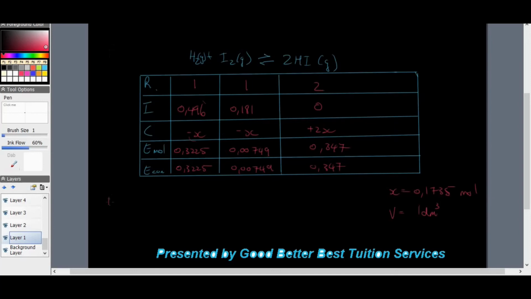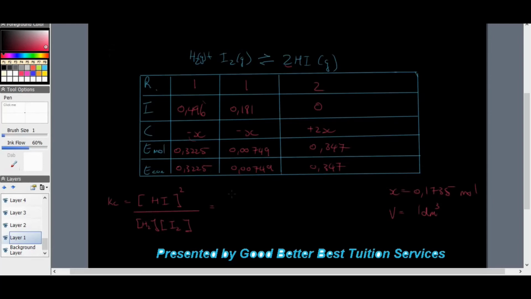Now we can calculate our Kc, which is equal to the concentration of the products. Because of the 2 that's present here, it's going to be squared. Because these two reactants have a mole ratio of 1:1, it's just the concentration of hydrogen gas times the concentration of iodine. Put that all over each other.